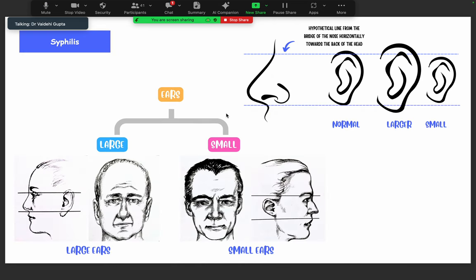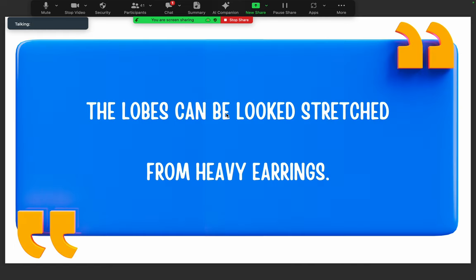In syphilis, the ear may be larger or it may be smaller. Using the same hypothetical line, the first one is the normal, the second one is larger, and the third one is smaller. So when it is larger or smaller than the normal, it is considered syphilis. In the structure below, the larger ears look quite large in comparison to other facial features, while in the second one, the ears look quite small. So large ears and small ears, both are in syphilis.